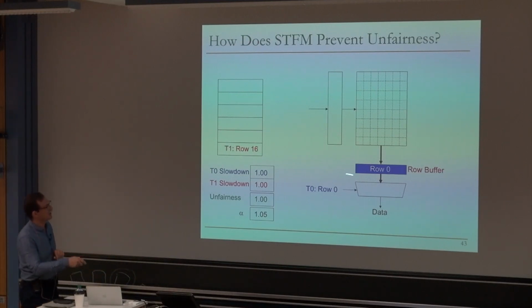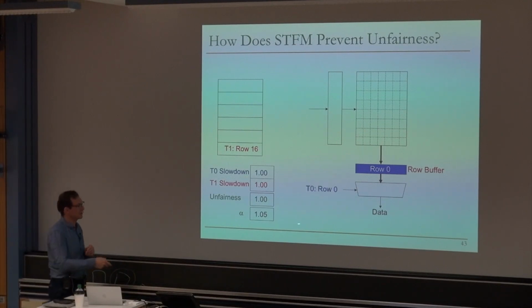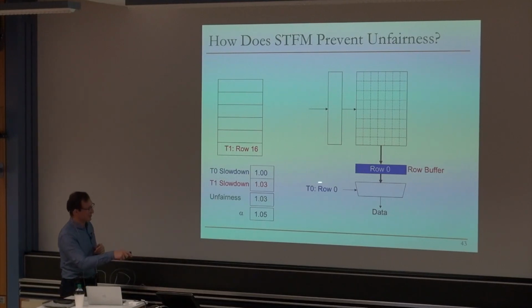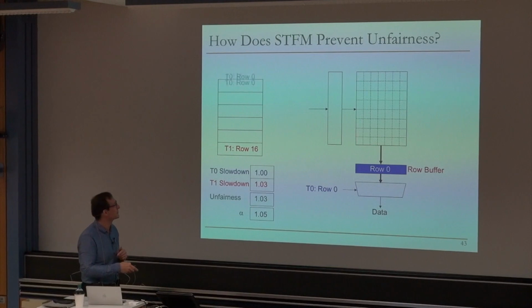It schedules requests from the blue application, T0, and keeps doing this for some time. Now, the blue application's request is prioritized over the red application's. So T1 is slowed down a little bit because the memory controller chose this application's request over that application's request. As a result, T1's slowdown increases and unfairness increases, right.